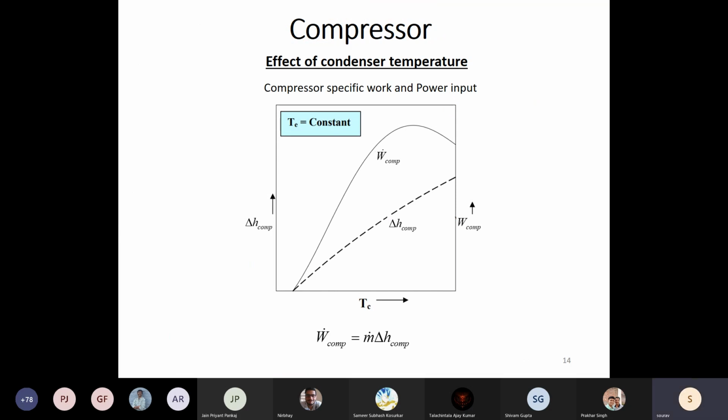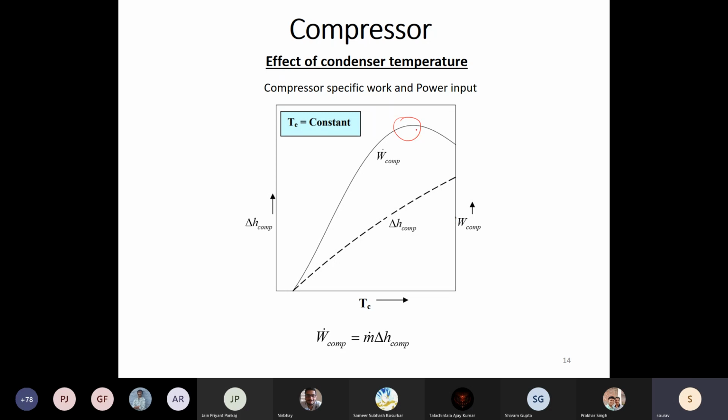Okay, so if you follow the same logic and do the same exercise now for the specific work consumed by the compressor, and then the mass flow rate delivered by the compressor, and then take the product and get the power input to the compressor, you will see again over here also you have a curve of this nature which peaks and then comes down. Okay, so as you increase the condensing temperature.